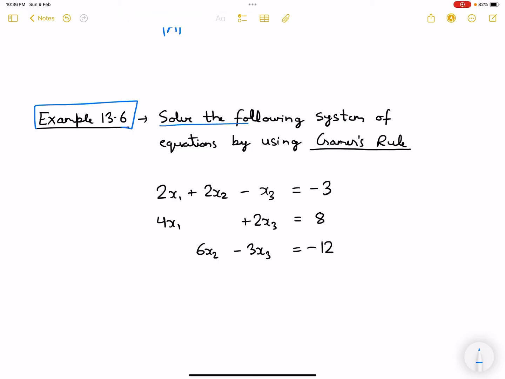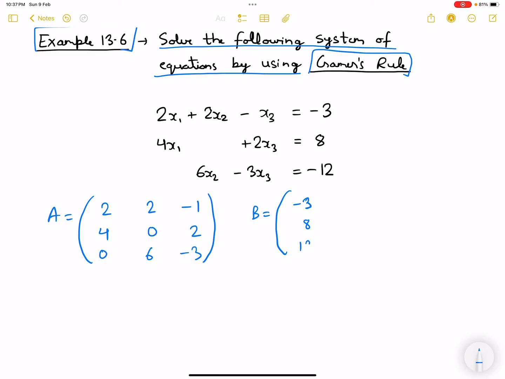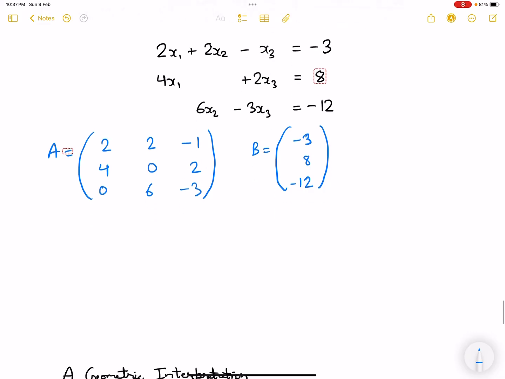Now suppose this is an example from the book itself. Solve the following system of equations by using Cramer's rule. So here we have A equals 2, 4, 0, 2, -1, 0, 2, 6, -3. And we have B equals -3, 8, and -12.